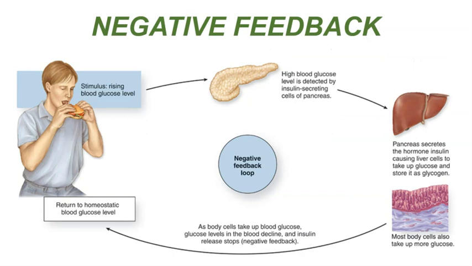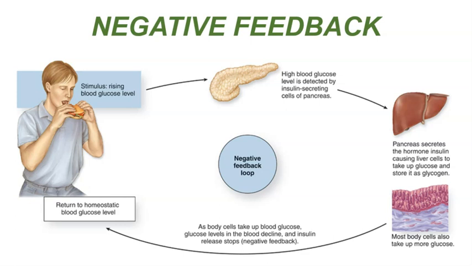Another example of negative feedback mechanisms is rising blood glucose after a meal, and the maintenance of blood glucose after a meal by hormones. So when we consume food, our digestive system is going to break down the food that we eat and absorb it into the bloodstream.